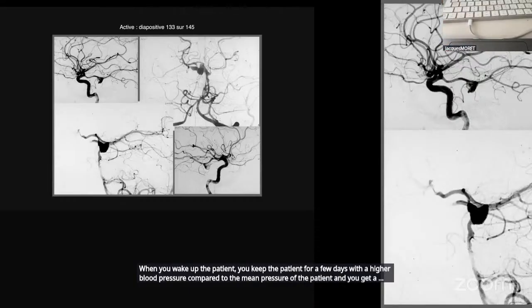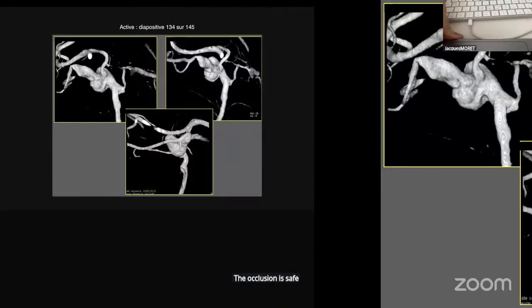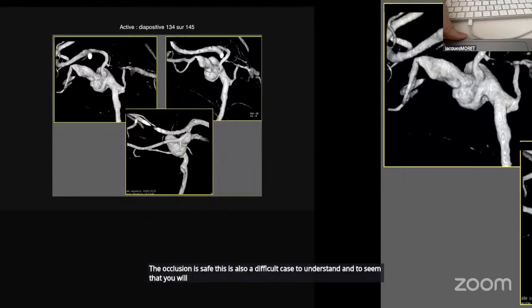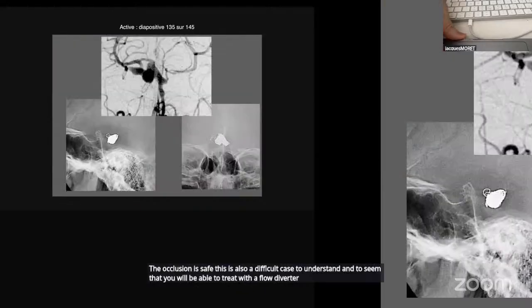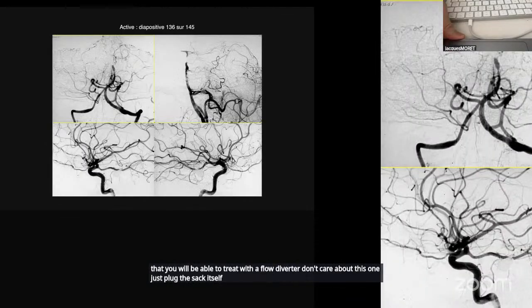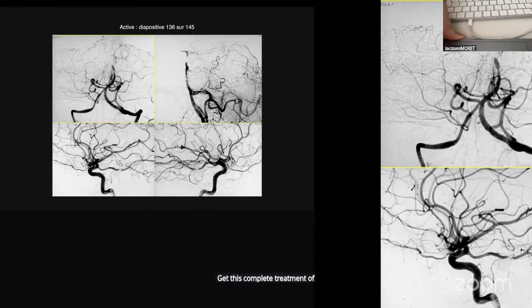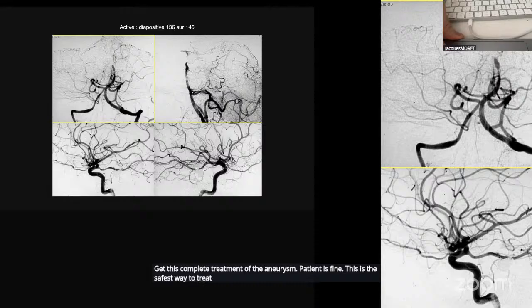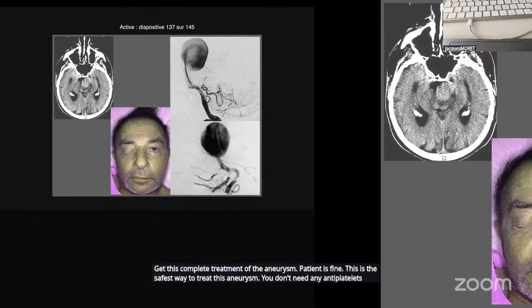Another case to demonstrate that the place of the dissection is where the occlusion is safe. This is also a difficult case to understand and to think that you will be able to treat with a flow diverter. Don't care about this one. Just plug the sac itself at the level of the dissection. Get this complete treatment of the aneurysm. Patient is fine. This is the safest way to treat this aneurysm. You don't need any antiplatelets and you just occlude it.